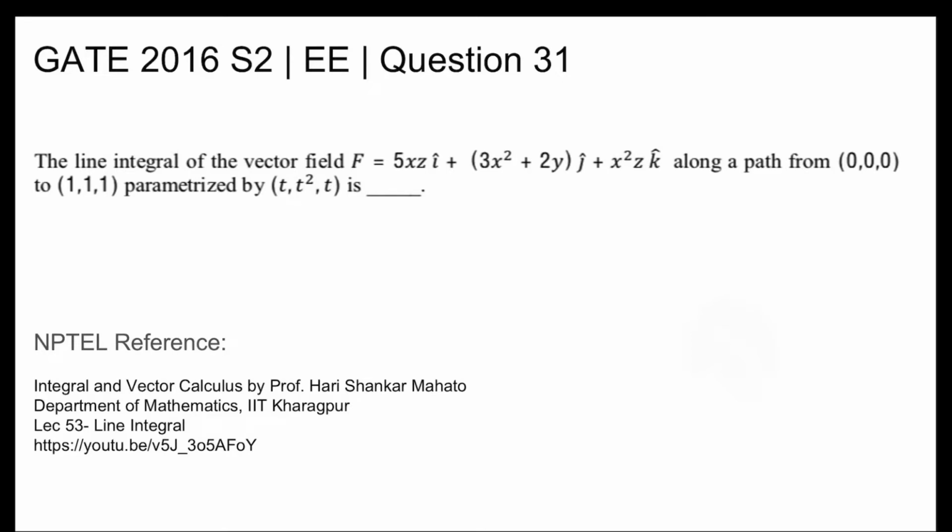This is GATE 2016 set 2 electrical question number 31. The line integral of the vector field f equal to 5xz i cap plus (3x square plus 2y) j cap plus x square z k cap along a path from (0, 0, 0) to (1, 1, 1) parameterized by t, t square, t is given by.